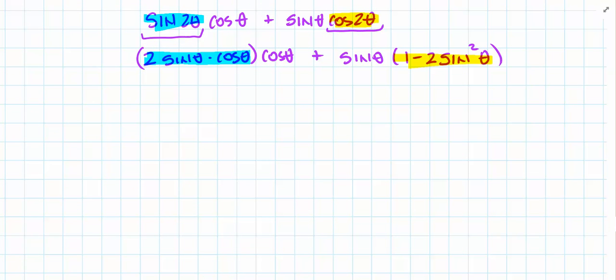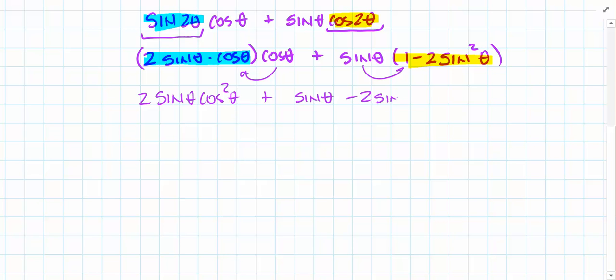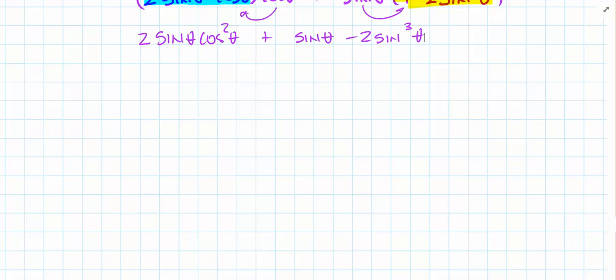Okay, so now I'm going to distribute my cosine in. So I'm going to get 2 sine theta cosine squared theta plus, I'm going to distribute my sine in. I'm going to get sine theta minus 2 sine cubed theta, because sine times sine squared is sine cubed. So far so good? Everybody still on board? Okay, now I'm going to deal with this right here. I have to deal with a cosine squared. So what can it become?